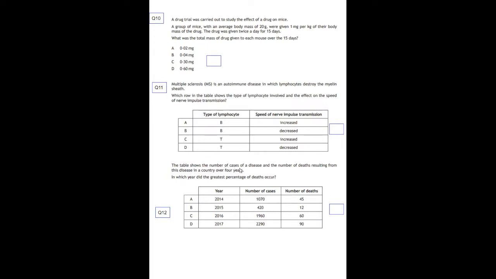The table shows the number of cases of a disease, the number of deaths resulting in a year. You can ignore that because all it wants is the greatest percentage of deaths. So you would say 45 divided by 1,070 times 100, 12 divided by 420 times 100, 60 divided by 1,960 times 100, and 90 divided by 2,290. When you do that, I can't remember exactly, but you get a number, it's something like 5%, I think, is A, and that's the highest percentage. The rest are around 3, I think.